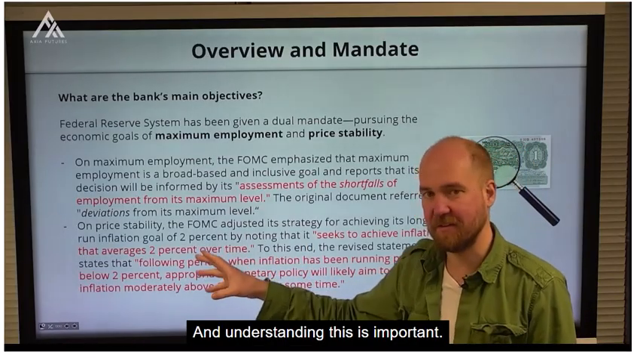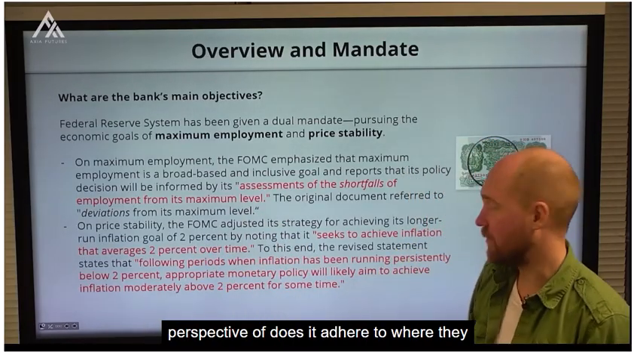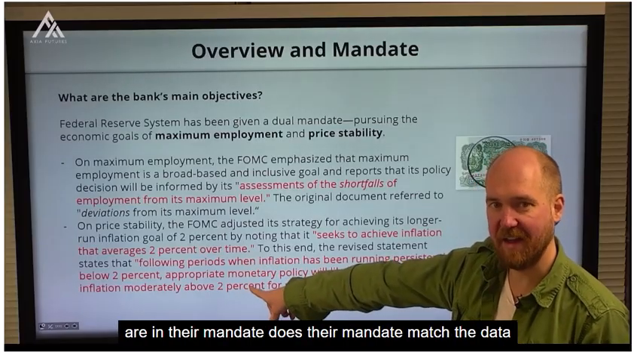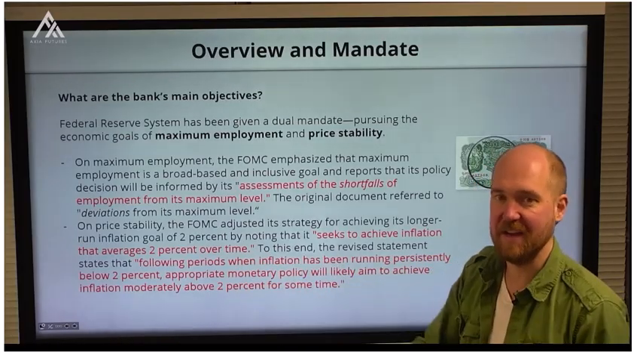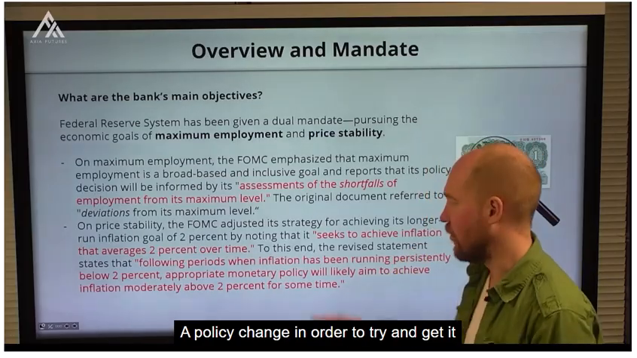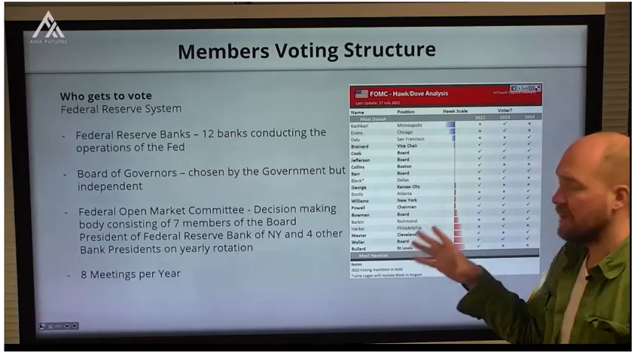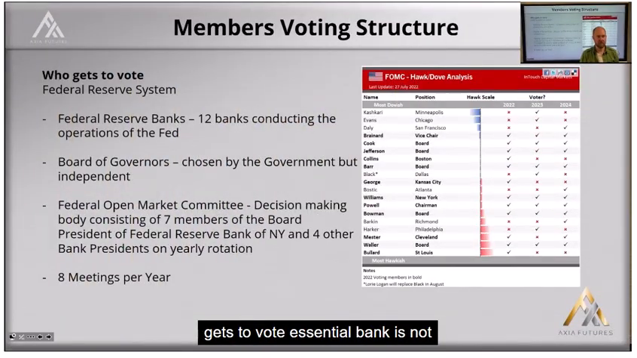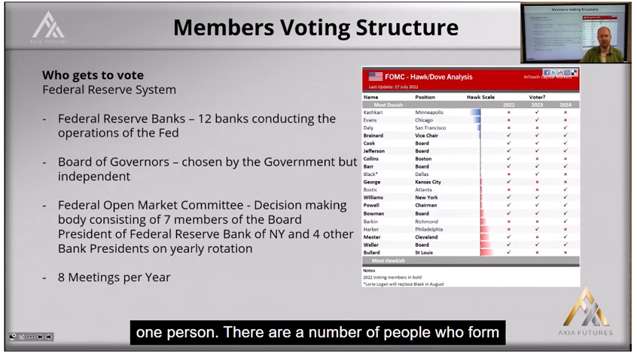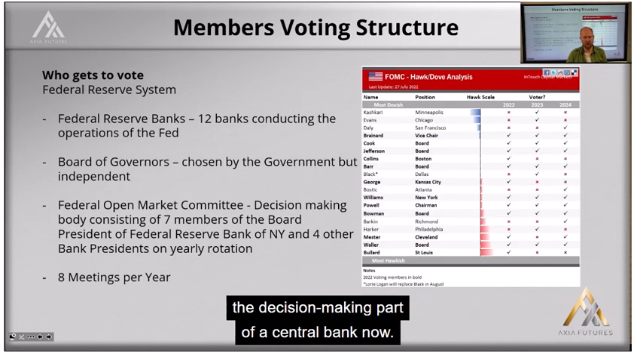We know this, but that's just a reminder of what their policy is geared towards. And understanding this is important because now it allows you to assess data from the perspective of, does it adhere to where they are in their mandate? Does their mandate match the data, or does the data mean that they need a policy change in order to try and get it in line with their mandate? Right. The thing that we've not looked at so far is who gets to vote. A central bank is not one person. There are a number of people who form the decision-making part of a central bank.